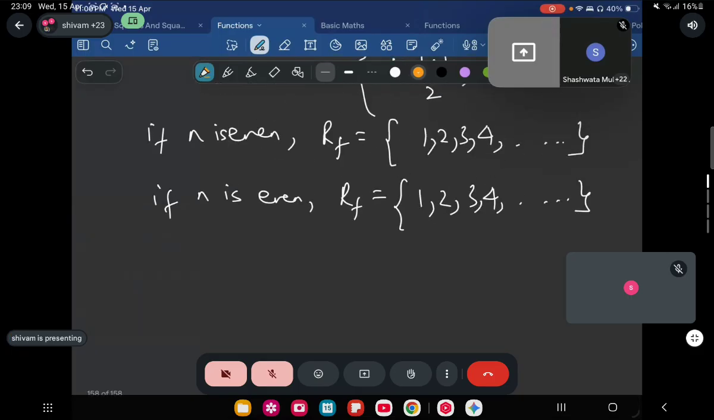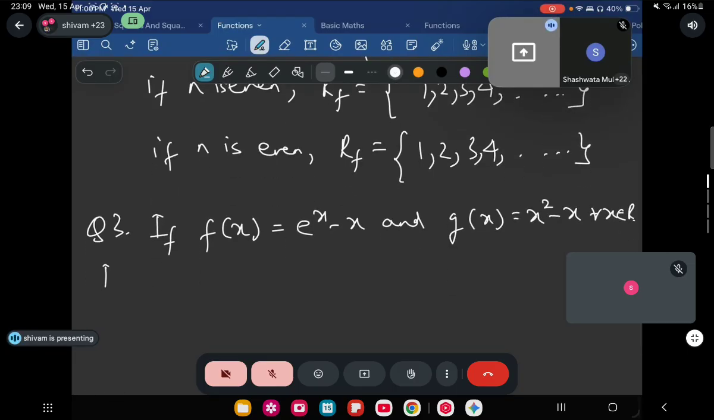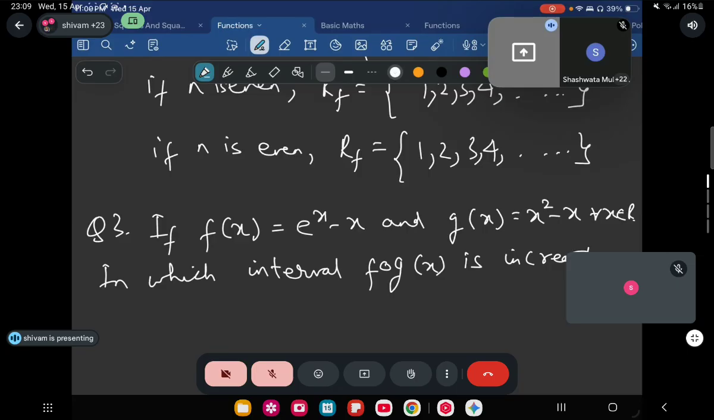Next, another question. Question number 3. If f of x is equal to e to the power x minus x and g of x is equal to x square minus x, for all x belongs to R, in which interval is f of g of x increasing? You need to find out the interval in which it is increasing.